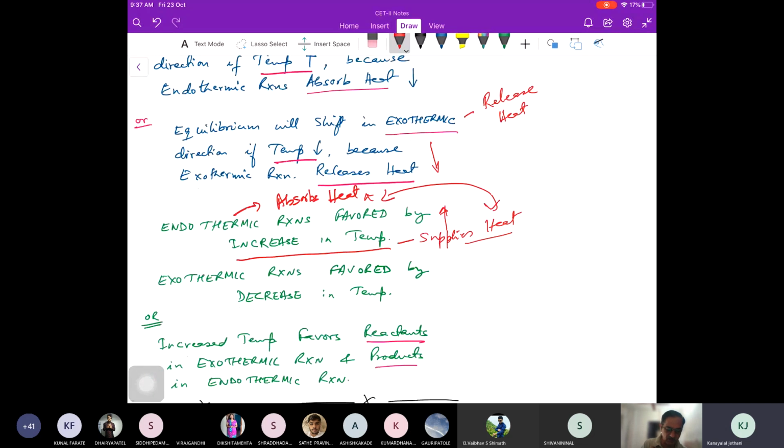Similarly, exothermic reaction, it releases heat. So when we decrease the temperature, that means we are removing heat, right? समझ में आया? Any questions, doubts on this example of endothermic and exothermic reaction?